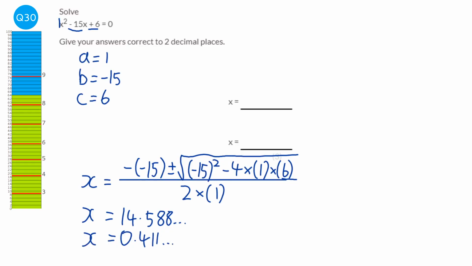So to 2 decimal places, our solutions are 14.59 and 0.41.